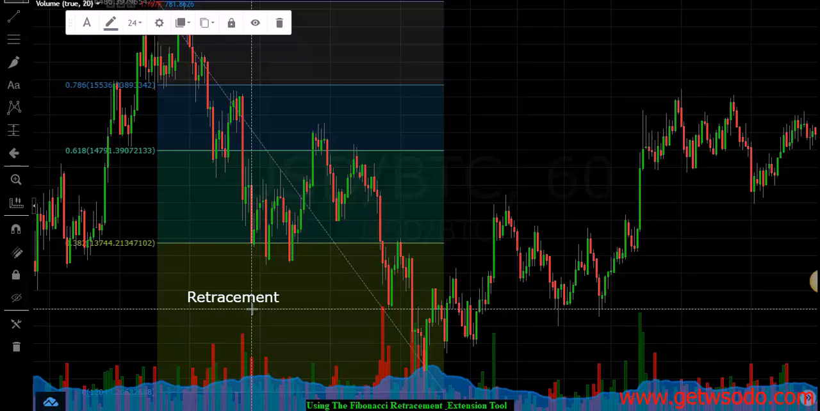And if we can learn to identify these areas, we will be able to know where to place our trades, where to exit our trades, and then also figure out some predictive analysis on where the market is going.